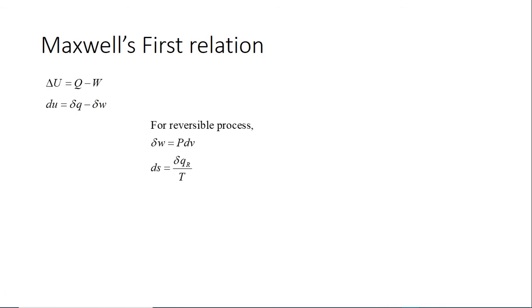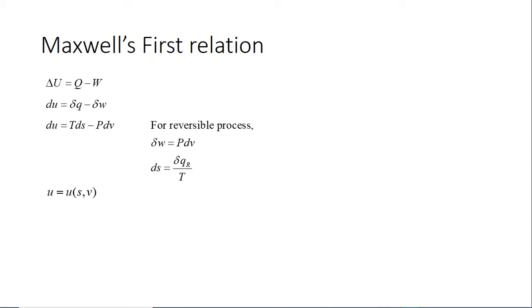Now for a reversible process, we know that work done is PdV. Since this is small w, this volume will be small v. Similarly, what is the definition of specific entropy? This is specific entropy, so small ds will be equal to del q reversible upon T. So substitute these values for del W and del Q. So you will get du equal to, instead of del Q, you can substitute T into d specific entropy, minus, what is del W? Pdv.